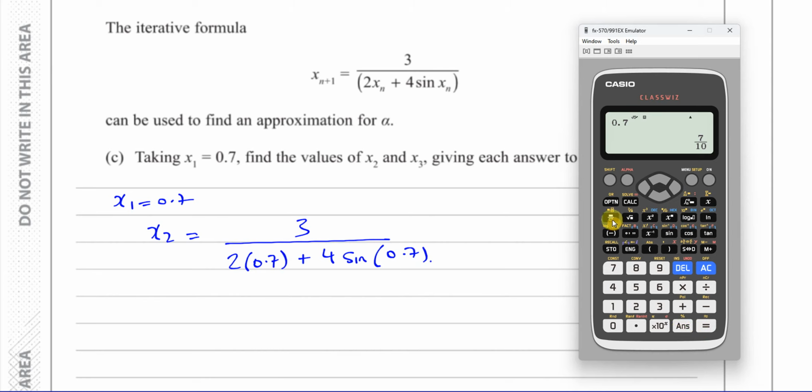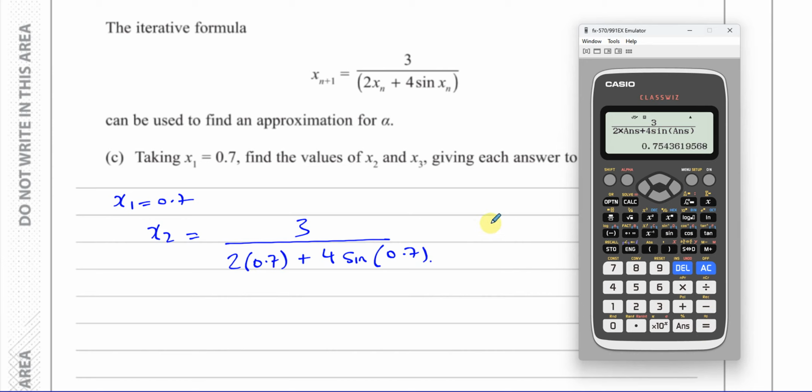So then when you set up the rest of them, you have 3 over 2. Don't put 0.7, put 2 times answer plus 4 times the sine of the answer. That basically puts the last value, the answer, back into this position here. So when I press equals, it will give me x2.